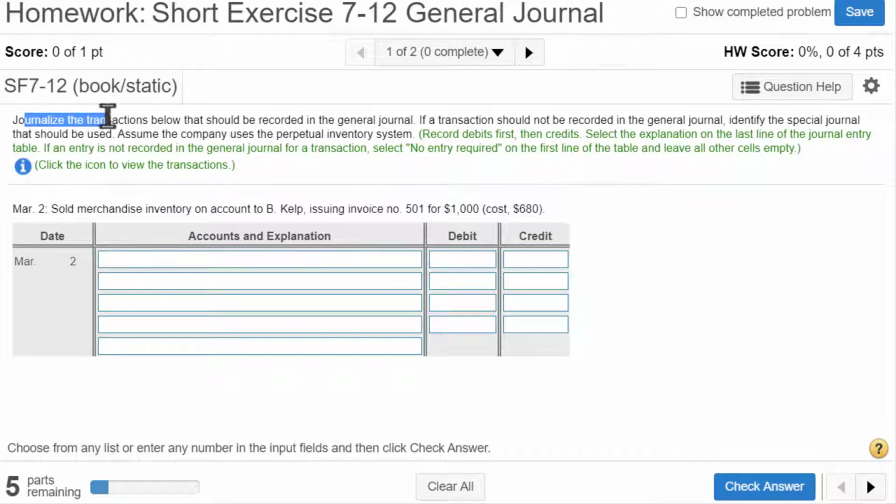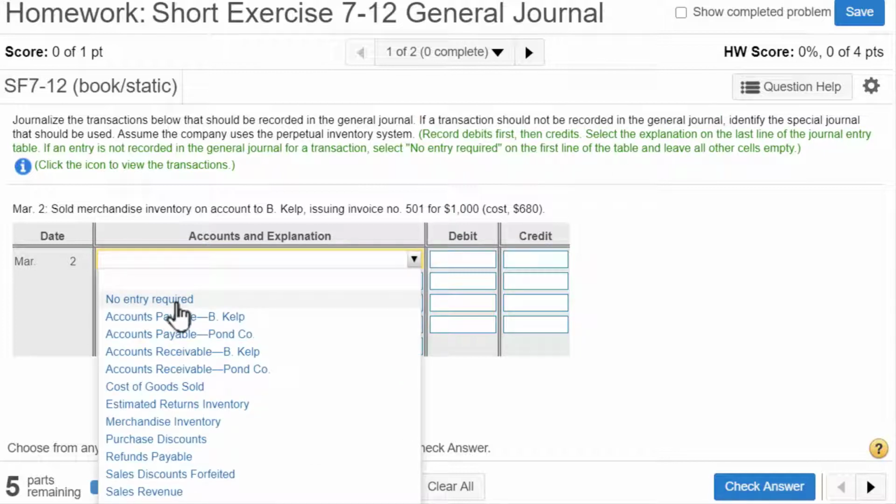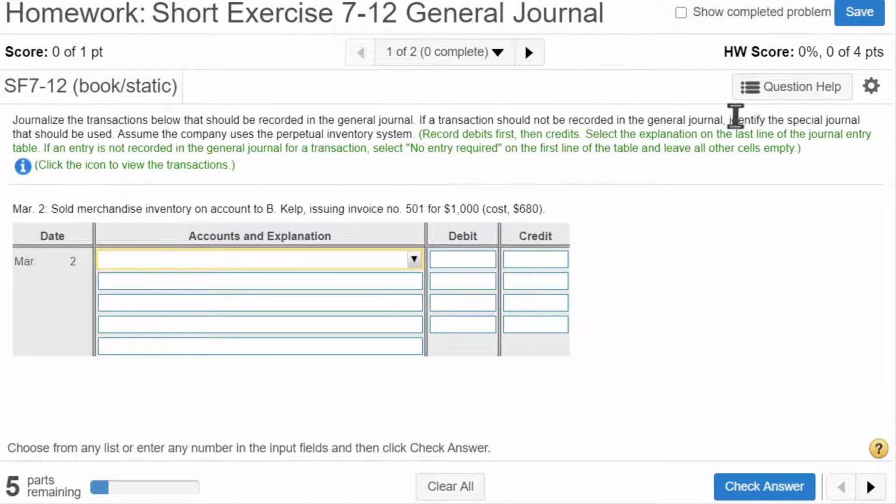So journalize the transactions below that should be recorded in the general journal. If a transaction should not be recorded in the general journal, we will say no entry required. And then at the end of the problem, they will have us identify the special journal that should be used. Assume the company uses a perpetual inventory system. As always, record debits before credits. Select the explanation on the last line. If an entry is not recorded in the general journal for a transaction, select no entry required.